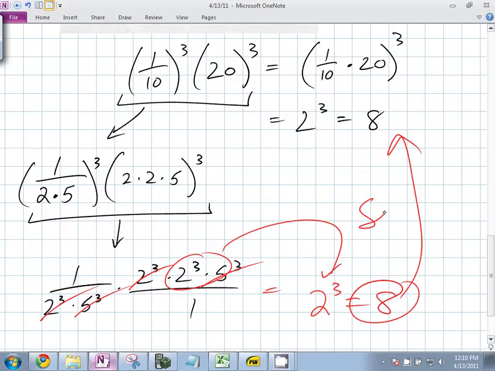Should you end up with the same answer? You hope so, right? That's just an exploration. Sometimes it's going to be very helpful to break something down into its smallest factors and go from there. Absolutely. Okay, let's open it up a little bit.